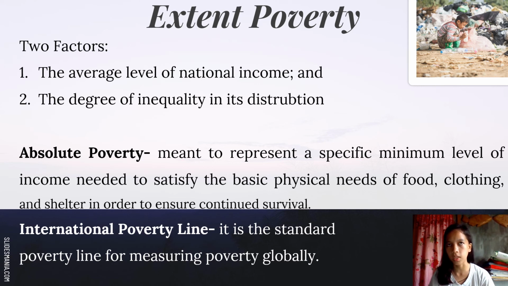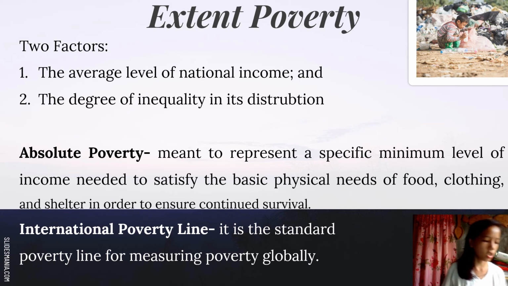So they set a minimum level of income that each country should meet. But then later on they realized that every country or even every region has a different minimum level. And that's the reason why they came up with a recommendation to use the International Poverty Line. It is a standard poverty line for measuring poverty globally.